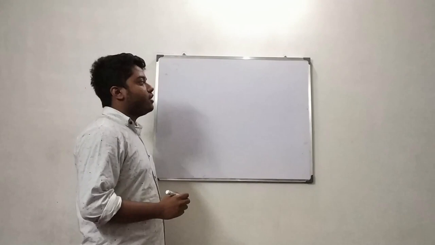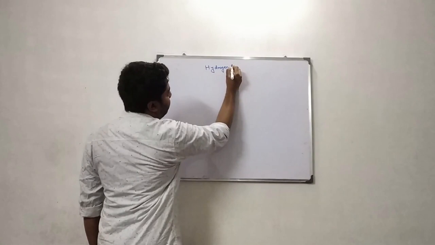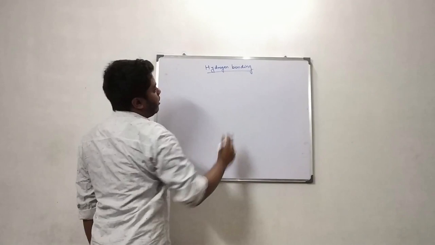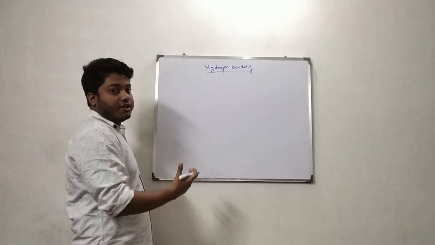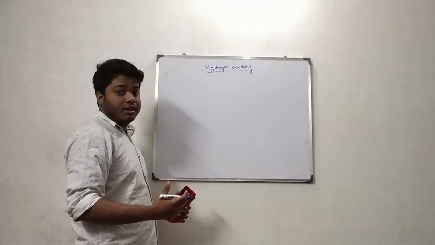Hydrogen bonding and its effects on biological activity. So, hydrogen bonding and its effects on biological activity. Now, what is hydrogen bonding? Hydrogen bonding, like other chemical bonds, is a weak force of attraction that occurs between different atoms having slightly different electronegativities.